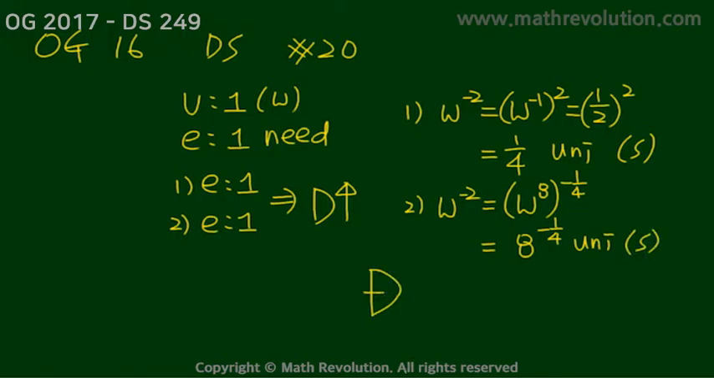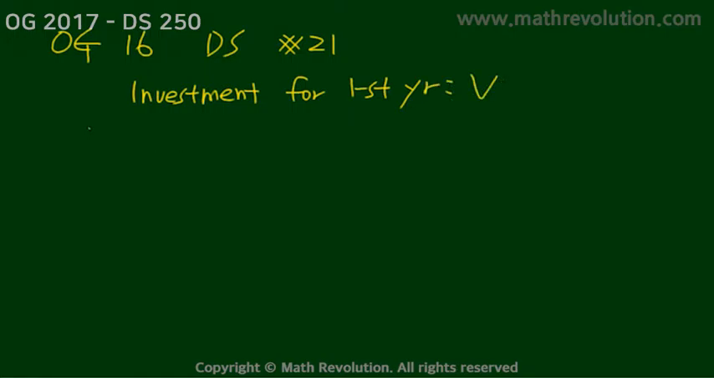Now let's take a look at Official Guide 2016 DS number 21. And I'm going to modify the original condition and the question using variable approach method. And first I'm going to designate investment for the first year as V. Then the question, by modifying the original condition and the question, becomes V times 1.04 to the power of 3 minus V equals the value.